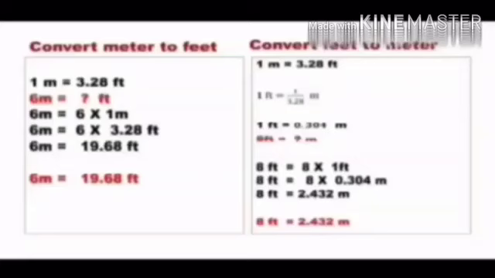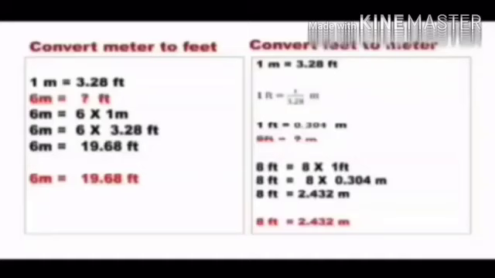That is how to convert 8 feet into meter scale. We write 8 feet is equal to 8 times of 1 feet. In the place of 1 feet, we can write 0.304 meter. We have 8 feet is equal to 8 times 0.304 meter. Hence, 8 feet is equal to 2.432 meter.